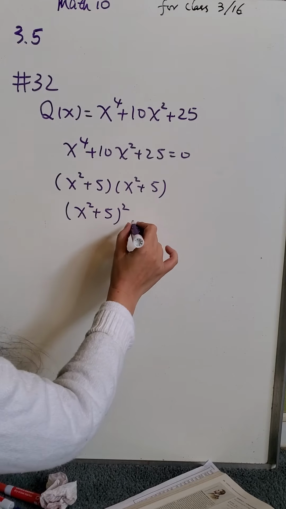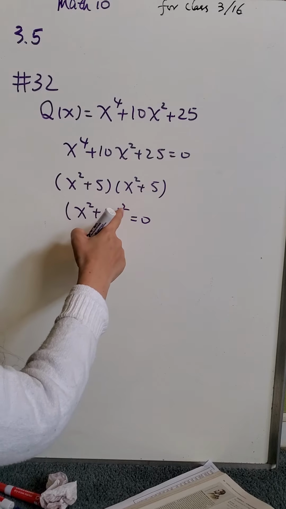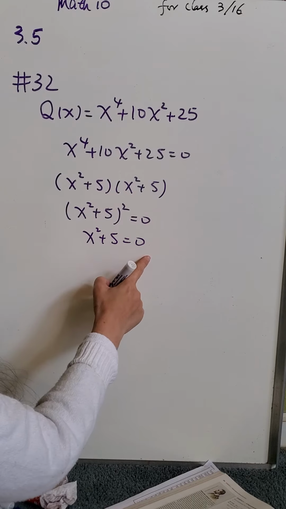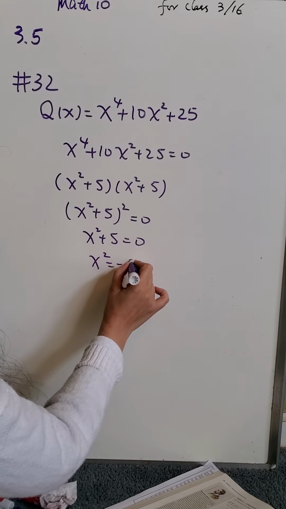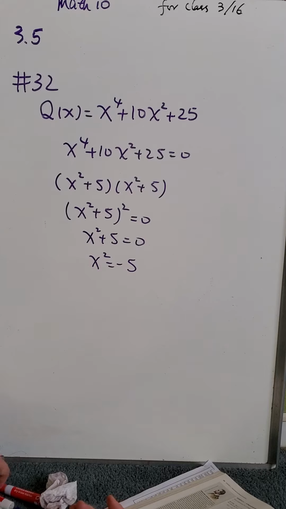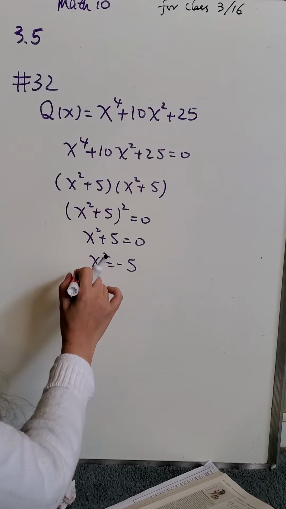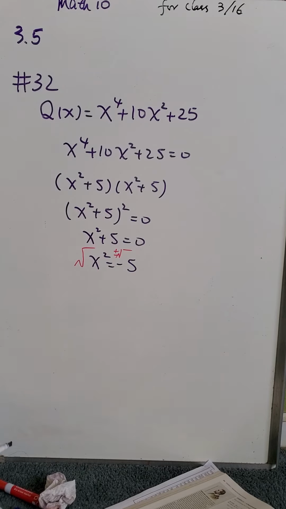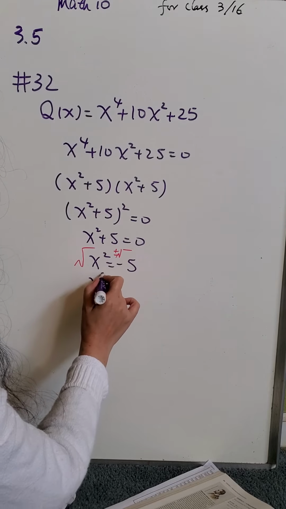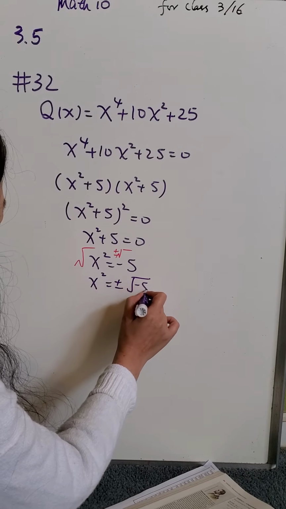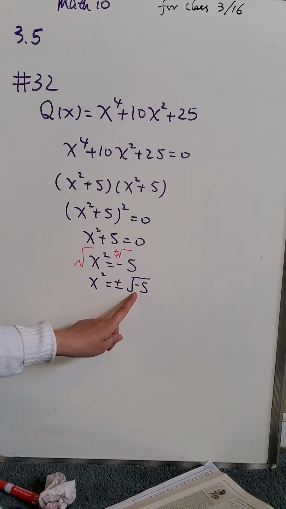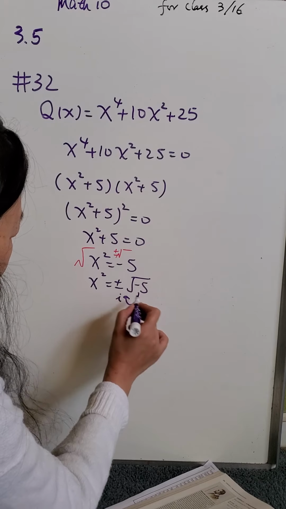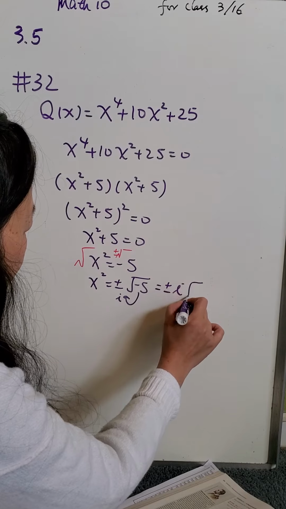Okay, now we set this equal to 0. And we don't need to worry about the square, just inside here, x squared plus 5 equals 0. And when we subtract 5, that becomes x squared equal to negative 5. And we do the same thing again. We're going to take the square root on both sides. Don't forget the plus minus, okay? And then x equals plus minus square root of negative 5. Well, we have the same situation again. We have a negative here, it will come out and become i. So that becomes plus minus i square root of 5.